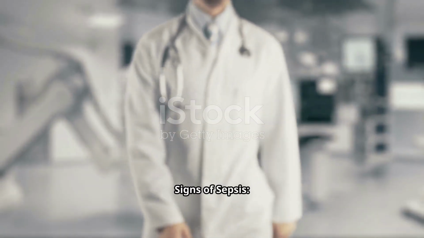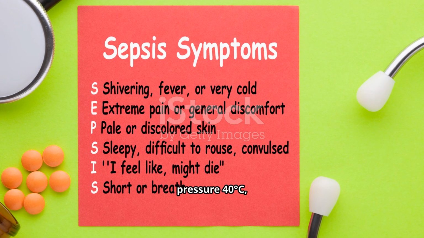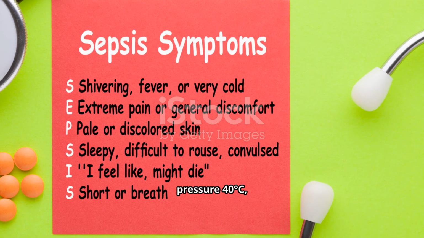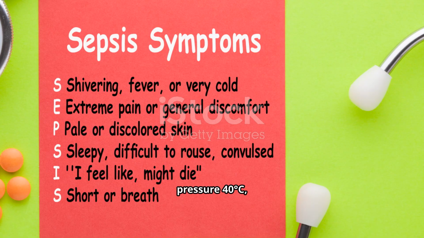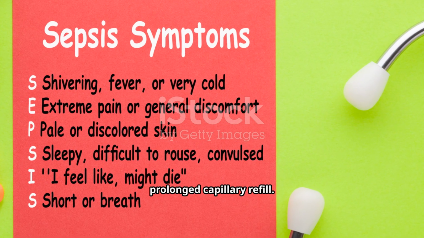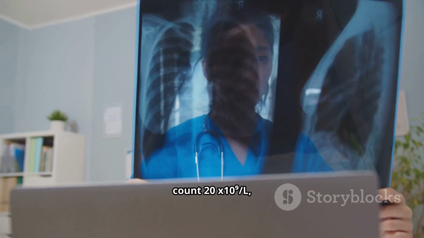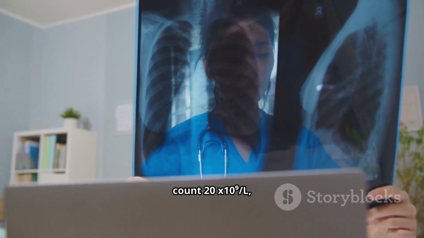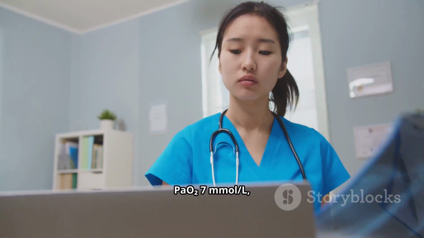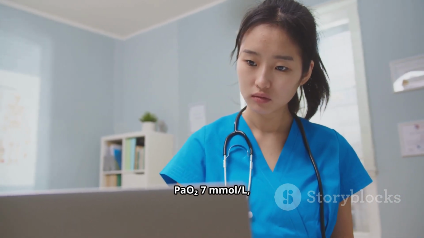Signs of sepsis, confusion or altered mental state, systolic blood pressure below 90 mmHg, temperature below 36 degrees Celsius or above 40 degrees Celsius, heart rate over 130 beats per minute, mottled skin or prolonged capillary refill. Laboratory red flags: white cell count below 4 or above 20 x 10^9/L, urea above 7 mmol/L, PaO2 below 8 kPa or SaO2 below 92% on air, pH below 7.35.